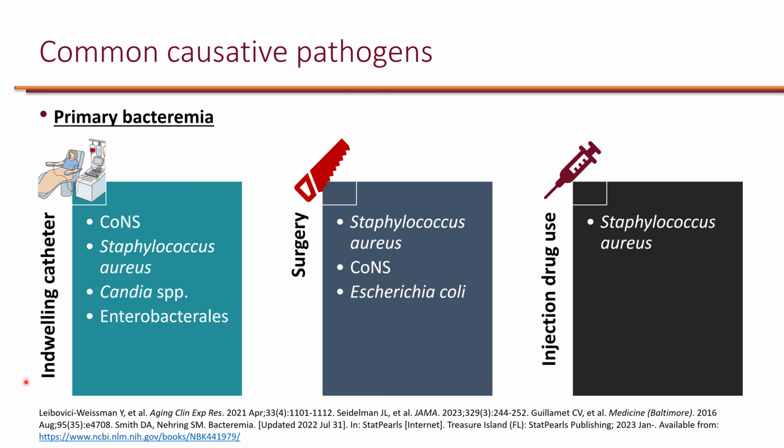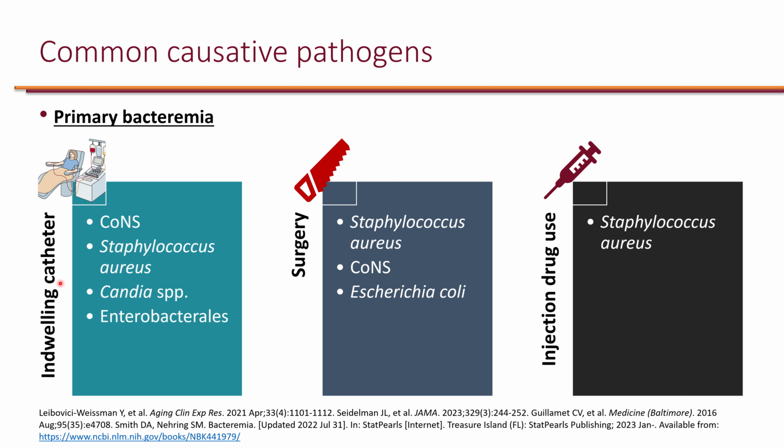Let's take a look at common causes of primary bacteremia. Primary bacteremia is essentially bacteremia that's not secondary to other infections. So, for example, people with indwelling catheter can have bacteremia, so bacteria can actually find their way into the bloodstream through the catheter. It can happen through surgery. So people who have had surgery, there could be bacteria introduced into the bloodstream. Of course, people who inject drugs can introduce bacteria into the bloodstream.